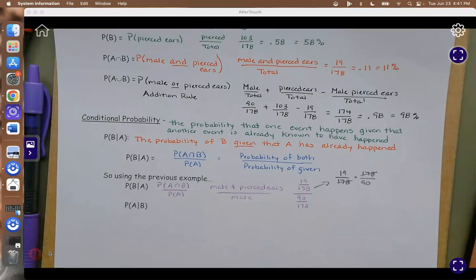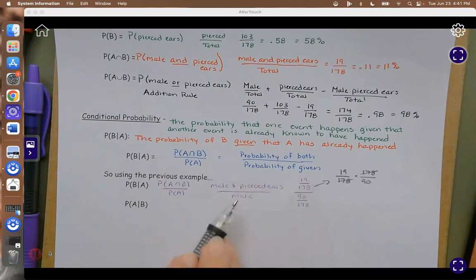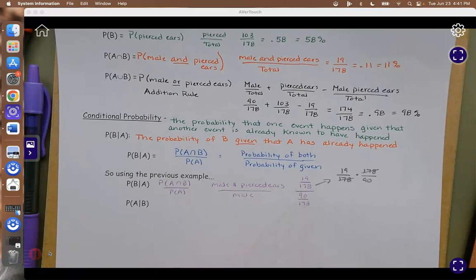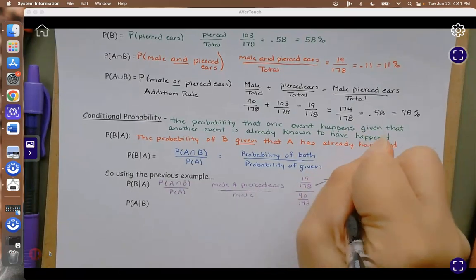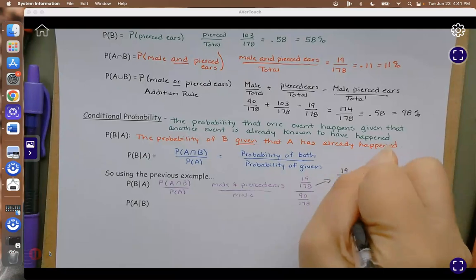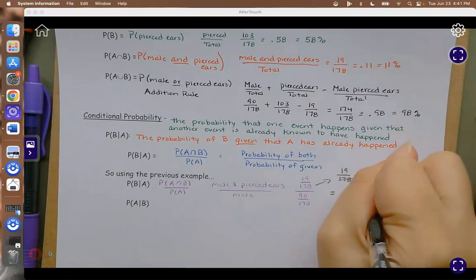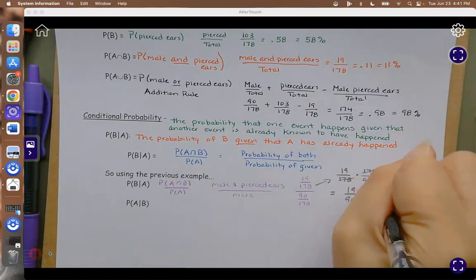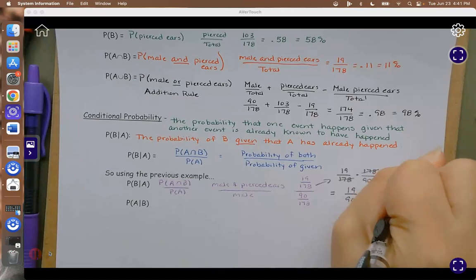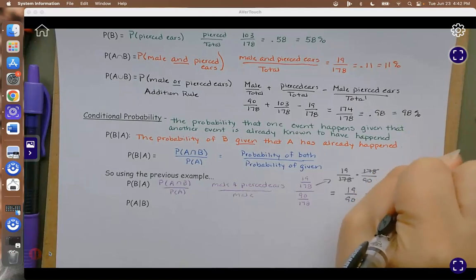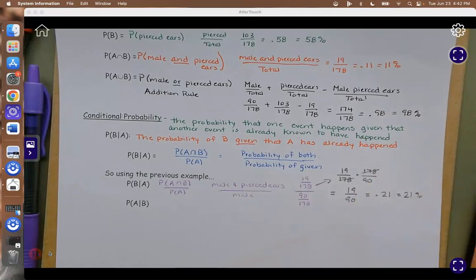Those are going to cancel. So every single time you can just take that number over this number. So you don't have to put the total under both. Okay, so it'll cut you a little bit of a break. So that's 19 out of 90, which is 0.21, which is 21%.